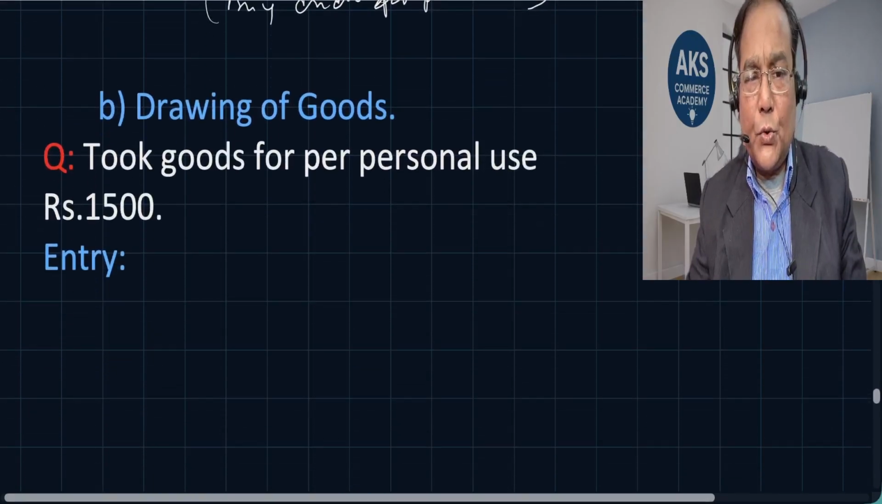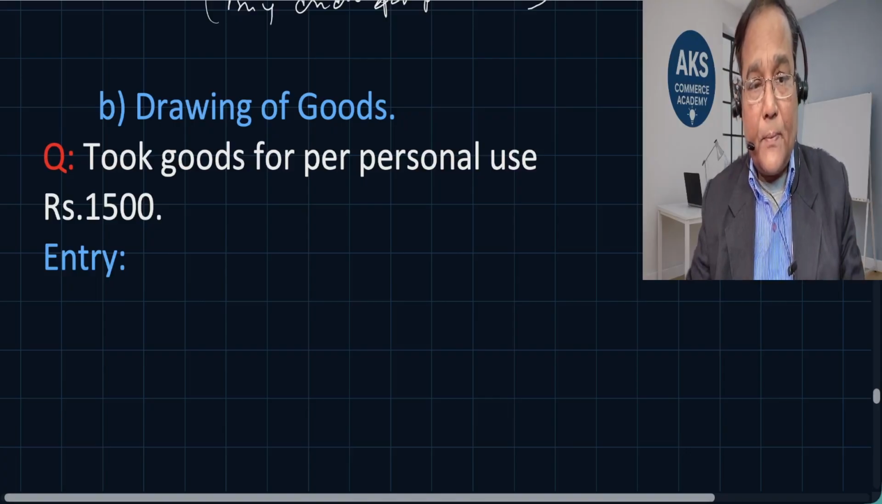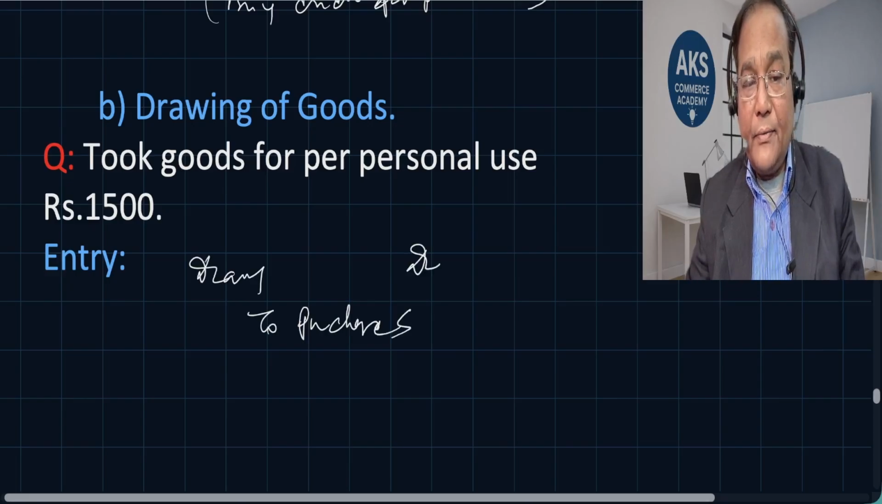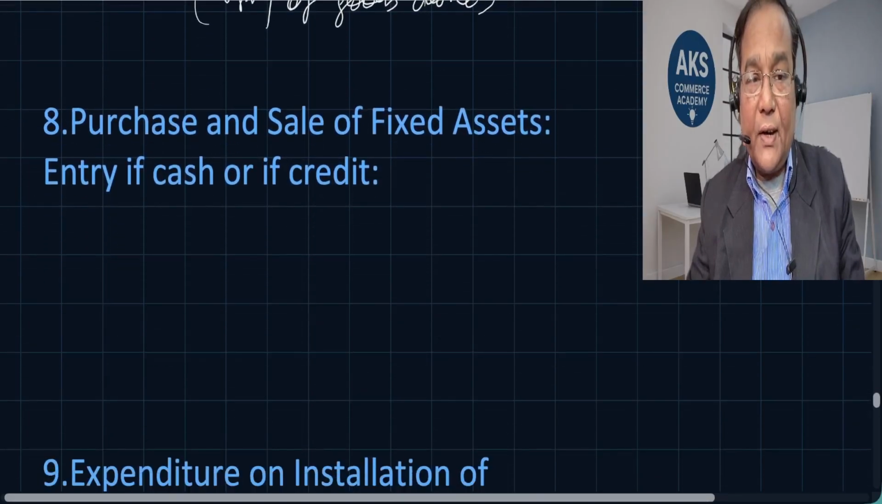Drawing of goods: took goods for personal use, rupees 1500. So what is the entry that we are going to pass? This is not cash withdrawn; rather, goods are taken for personal use. So we will do drawing debit to purchases, and this will be deducted in the trading account. So how much? 1500. So drawing of goods done. Is this clear?